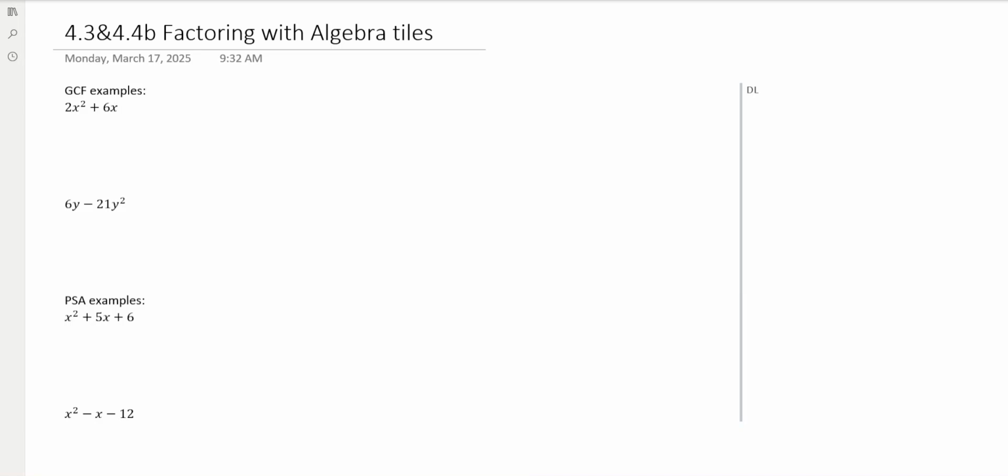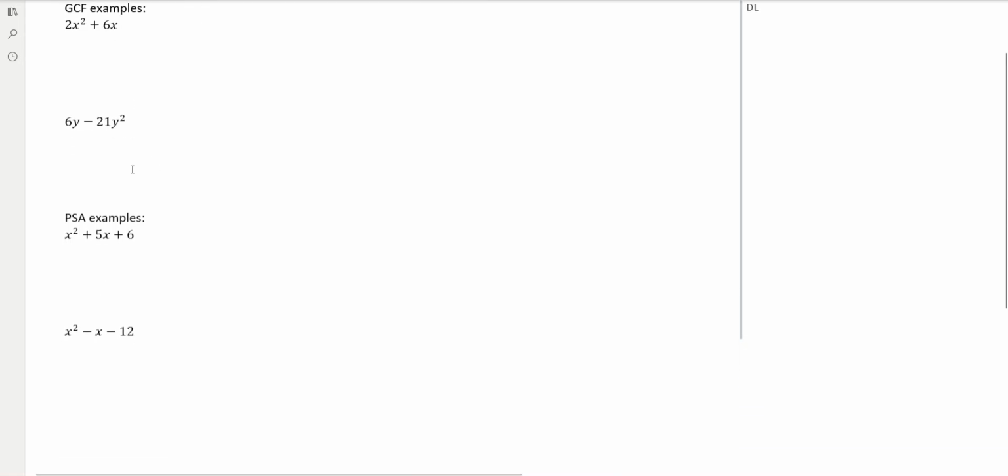Hello and welcome to my video, lesson 4.3 and also 4.4b. This is factoring with algebra tiles. I think in those previous videos I just had regular algebraic factoring. Now I'm going to show some algebra tiles. I'm going to do one example and then I'll let you guys try another example after.